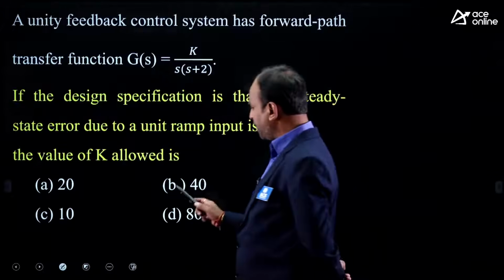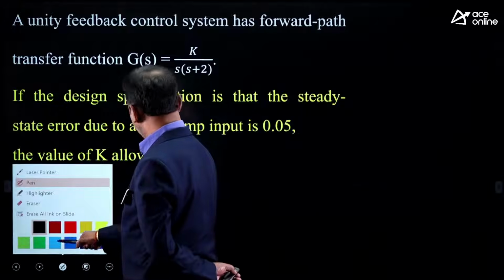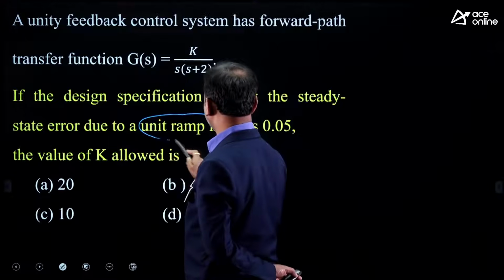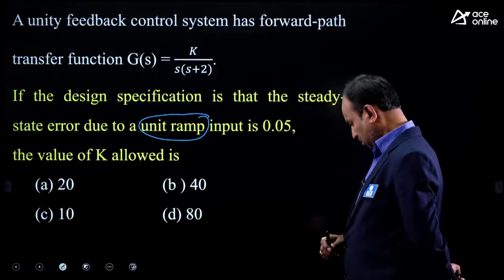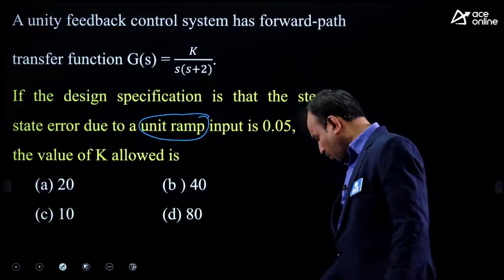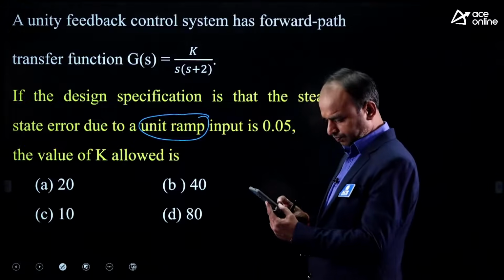So first of all, for ramp input, what input is given here? A unit ramp input is given. For the ramp input, what is the steady state error? We have to find that here. Let us.